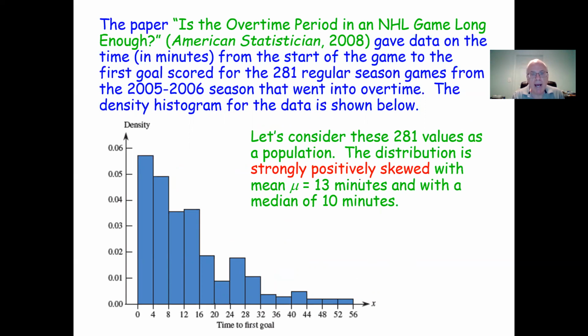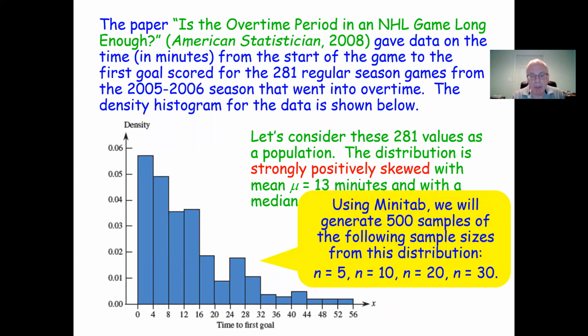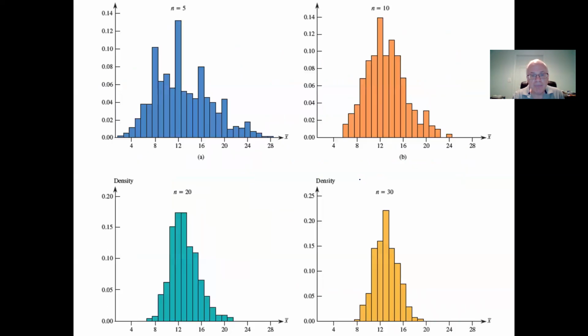Now, let's take a look at sampling distributions, different sample sizes, where again we're going to be using sample size 5, sample size 10, sample size 20, and sample size 30. Now, once again, these are histograms, aren't they? All right. Even at sample size 5, this does not look as horribly skewed as the population, does it? This is the sampling distribution of sample means of size 5. Still tails a little bit to the right, but it's much less skewed than the population.